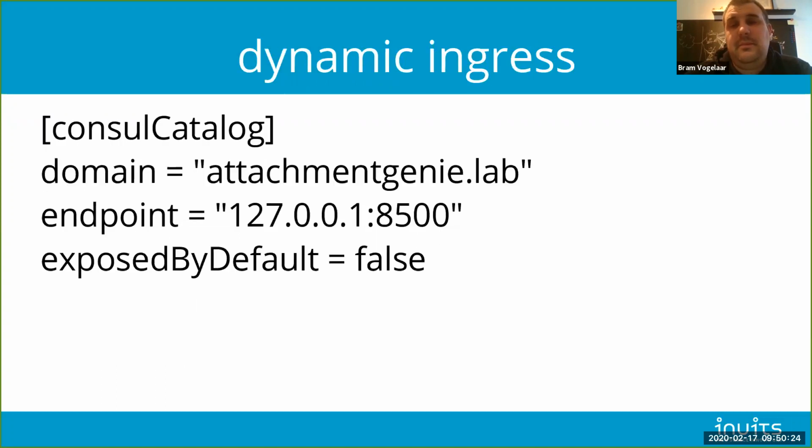And then, of course, the dynamic ingress. This is what we're after. Consul, we'll come back to that a bit later on to discuss it a bit further. Consul is a backend we can request services from. We expose it by default at $servers.attachmentgenie.lab, which is the local setup I have here at home, which I run all my tests, my services on. And as an endpoint, we'll choose localhost 8500 because that's always where you have your Consul.